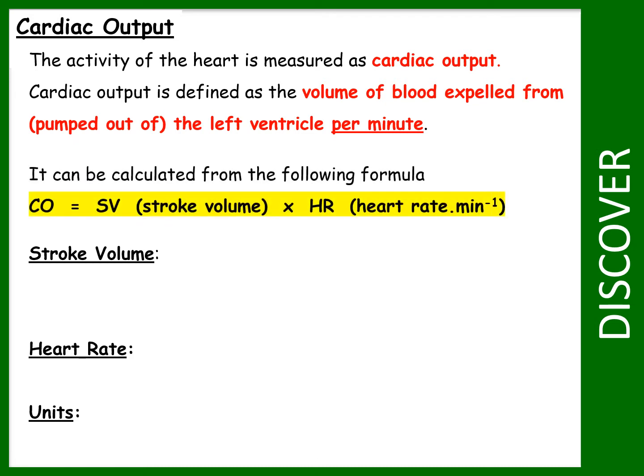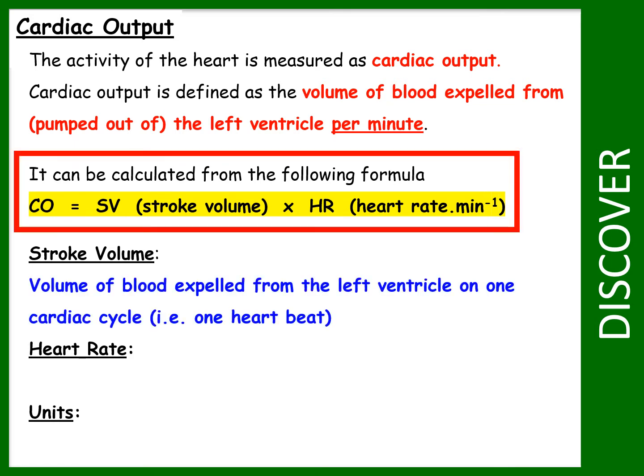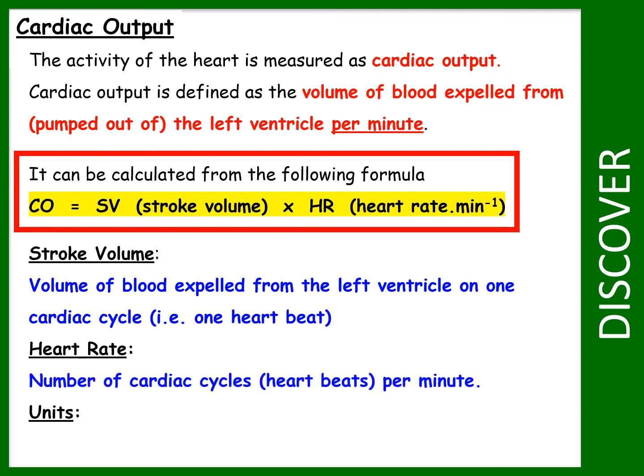So the equation is the cardiac output is equal to the stroke volume, and that is the volume of blood that's pumped out the left ventricle per heartbeat, times the heart rate, and that's how many beats we have per minute. So if we look at the stroke volume then, it's the volume of blood expelled from the left ventricle on one cardiac cycle from ventricular systole. That could be given to us in centimetre cubed, or it might be in decimetre cubed. The heart rate is the number of cardiac cycles or heartbeats per minute, and that might be given in seconds, so we might have to convert that to minutes. And the units for the cardiac output are normally given as decimetre cubed, which is a volume, per minute, so that's per unit time.